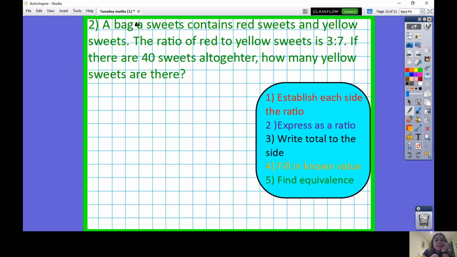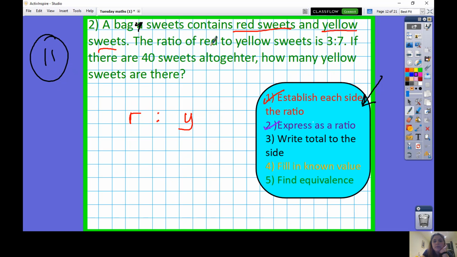A bag of sweets contains red sweets and yellow sweets. The ratio of red to yellow sweets is 3 to 7. If there are 40 sweets altogether, how many yellow sweets are there? Pause the video now and have a go at this question. Remember to use the steps to success and lay it out like I've shown you in the other questions. Okay, so if you want to do it step by step, you can watch me going through each step. Step 1, establish each side of the ratio, red sweets and yellow sweets. R, yellow.